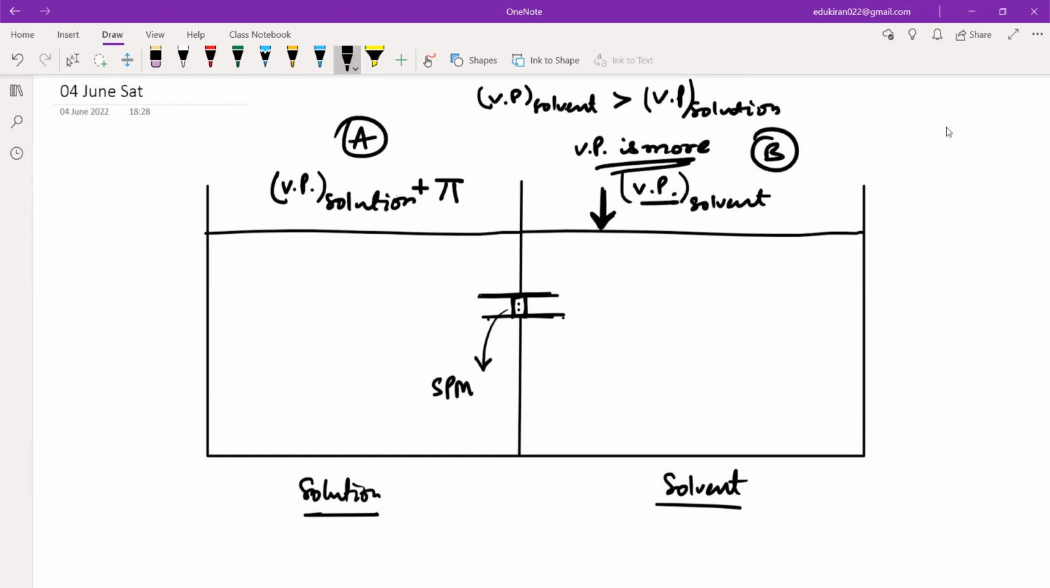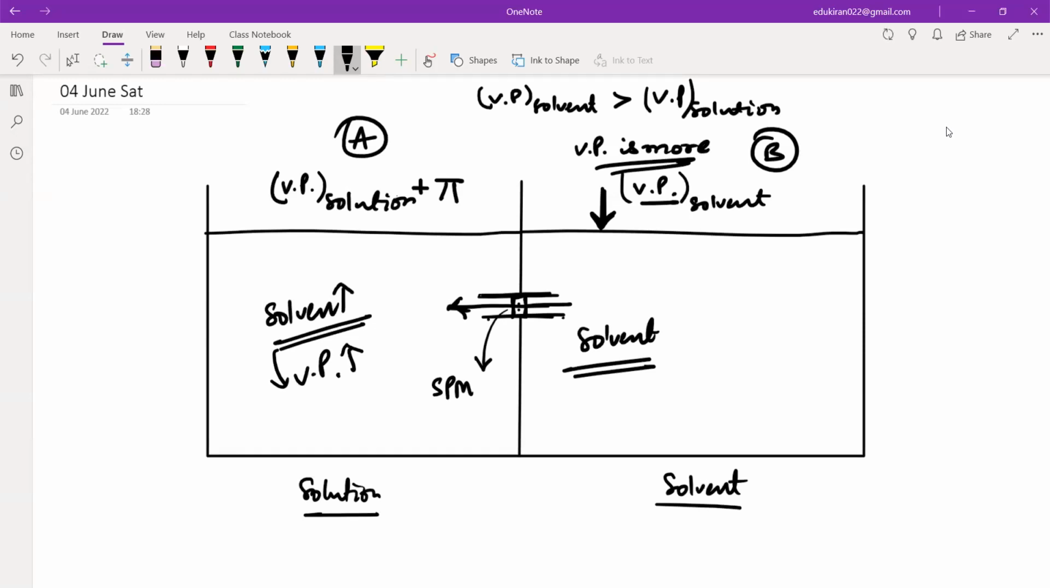Now, when the pressures are unequal, what will happen? There will be a flow from B compartment to A compartment. What will flow from B to A? Solvent. Here we have only solvent. So solvent will move to this side. When solvent moves to this side, the amount of solvent will increase, more vapors will be formed, and the vapor pressure will keep on increasing until the vapor pressure of solution becomes equal to the vapor pressure of solvent. Is that clear?